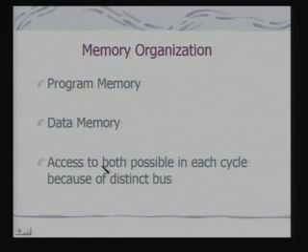The memory in a PIC is organized into 2 areas, the program memory area as well as the data memory area, and access to both is possible in each cycle because I have distinct buses connecting them. And that, you have already seen, facilitates pipelining.